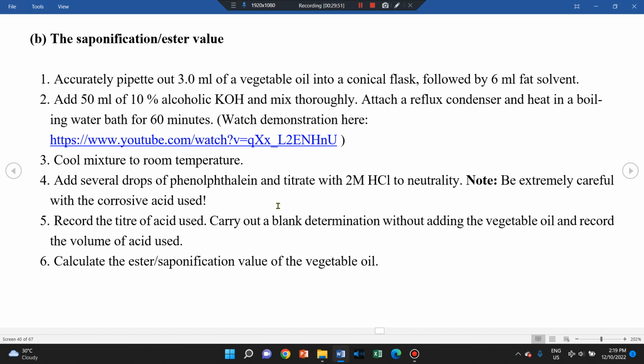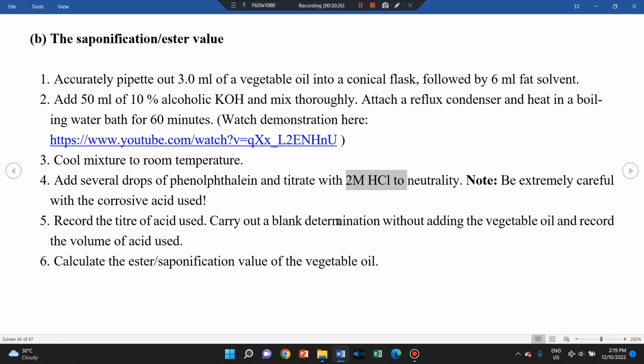So after 60 minutes, you can cool the mixture to room temperature. Okay, so it looks like it takes a long time, 60 minutes, maybe another 20, 30 minutes to cool to room temperature. Only then you can open the device, the reflux, or else it will shoot out. And then you take the solution once it's cool, you put phenolphthalein. Now you titrate with hydrochloric acid, 2 molar, in the burette.